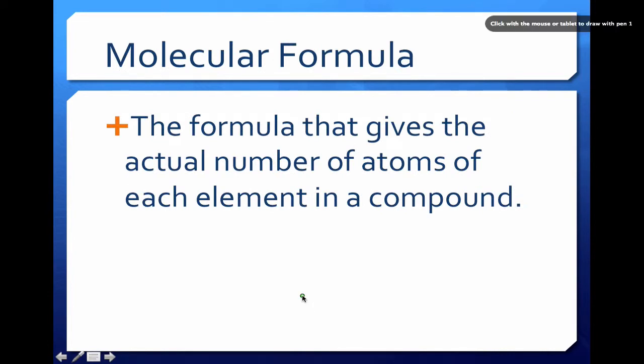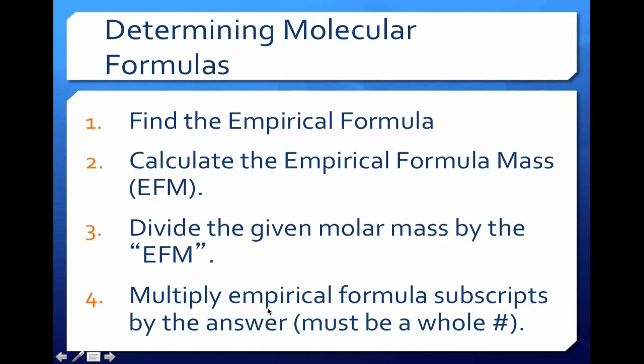All right, the molecular formula is the last thing we need to talk about. The molecular formula is what we already showed in that table. It's how the actual atoms go together. It's how many there are of each element in a compound. So we like the empirical formula, but we'd really like to know the molecular formula so we know exactly what goes together. In order to find the molecular formula, you have to find the empirical formula first, and then you calculate the mass of the empirical formula. That's what this EFM is.